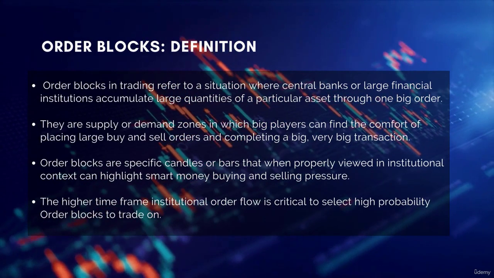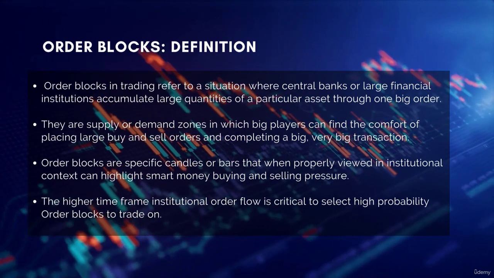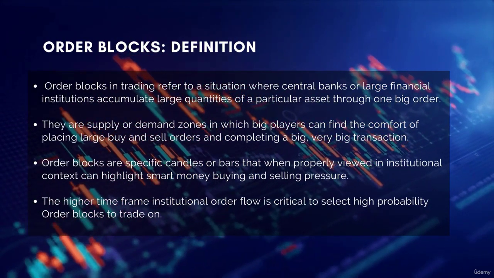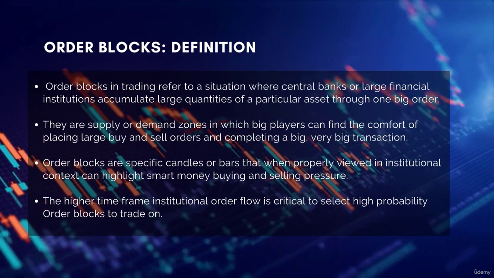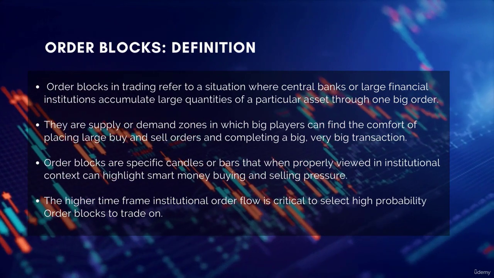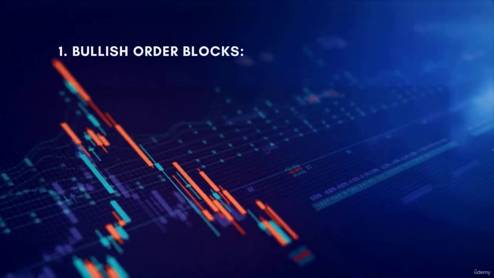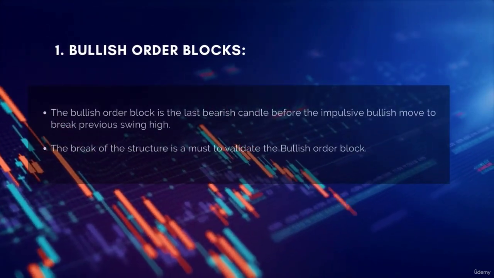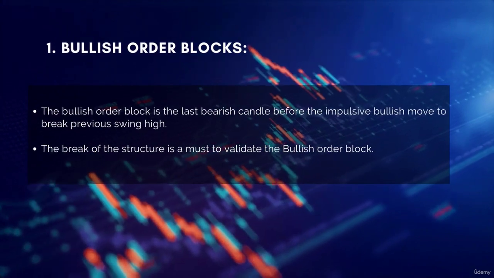Order blocks are specific candles or bars that, when properly viewed in institutional context, can highlight smart money buying and selling pressure. The higher time frame institutional order flow is critical to select high probability order blocks to trade on. There are two types of order blocks, the bullish order block and the bearish one. Let's start with the bullish order block.